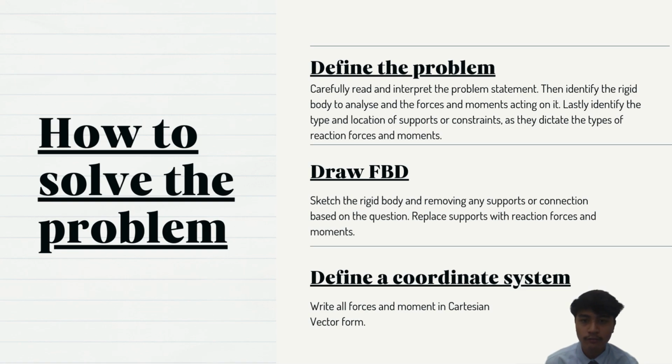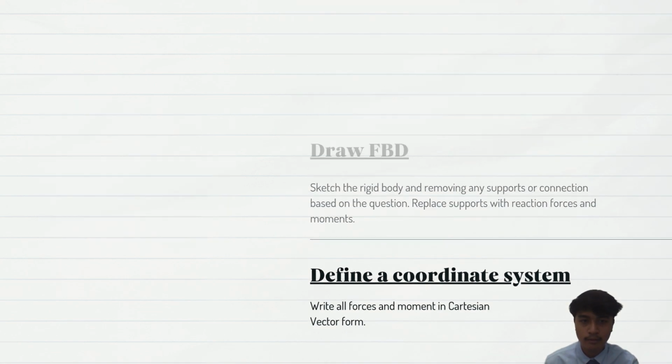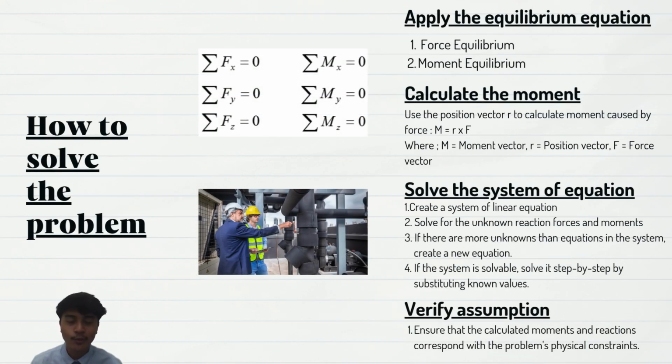Then we need to define a coordinate system. Write all forces and moments in Cartesian vector form. Next, we need to apply the equilibrium equations. So we apply the force equilibrium equations, which are Fx equals 0, Fy equals 0, and Fz equals 0. And for the moment equilibrium equations, Mx equals 0, My equals 0, and Mz equals 0.